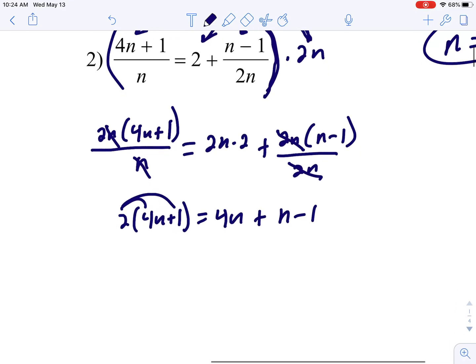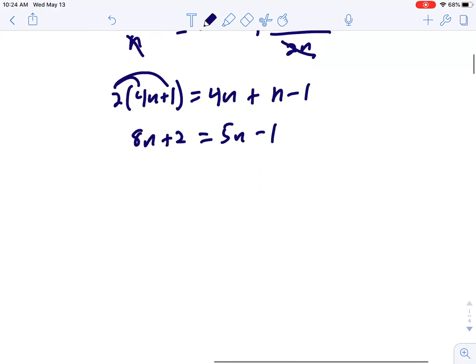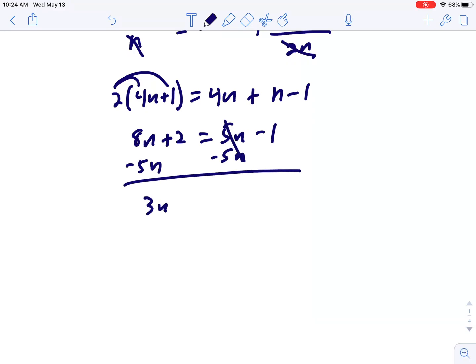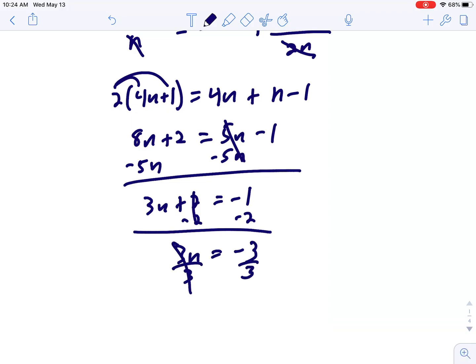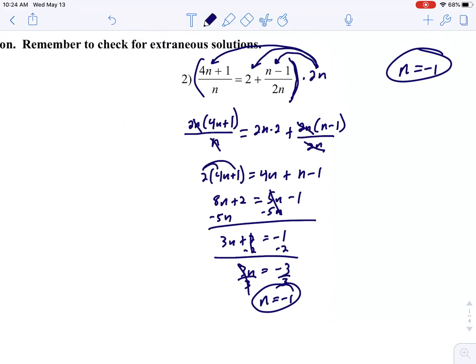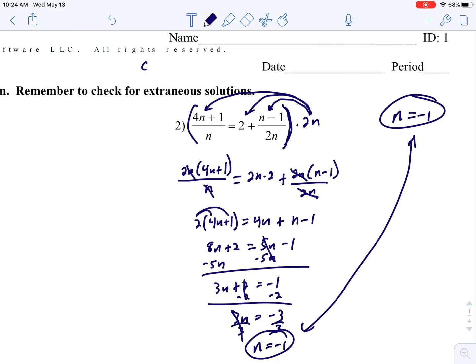If I distribute this in here, I get 8n plus 2 equals, and then over here I have like terms that can go together, 5n minus 1. Now if I want to solve this, subtract 5n, 3n plus 2 equals negative 1, minus 2 over to this side, 3n equals negative 3, divide by 3, n equals negative 1. I get the same answer and no extraneous solution to plug back in and check. So this method that I'm doing here is sometimes referred to as clearing the denominators.